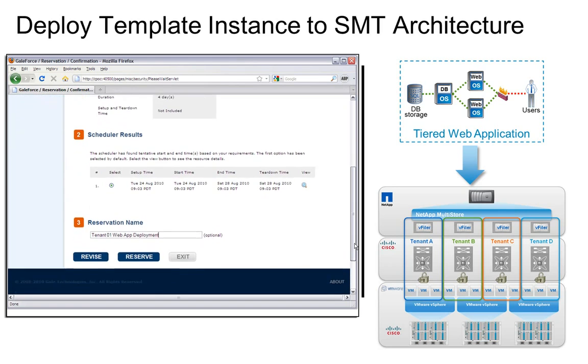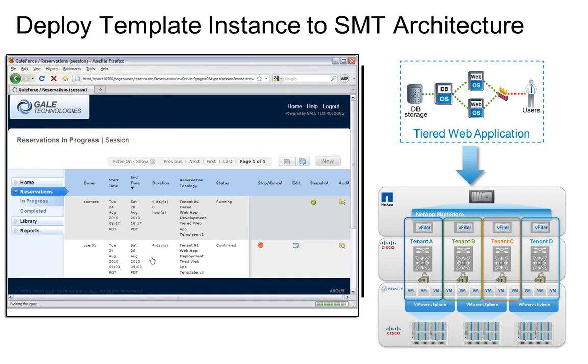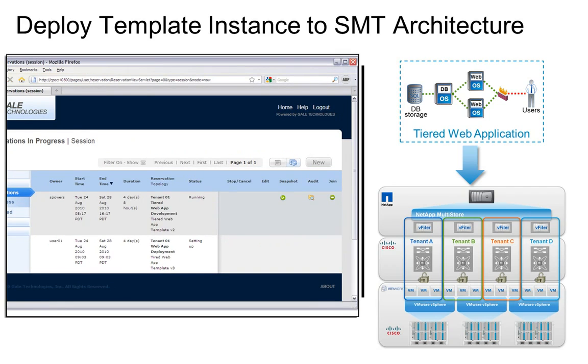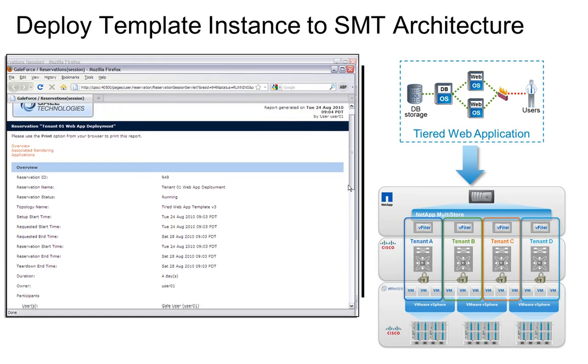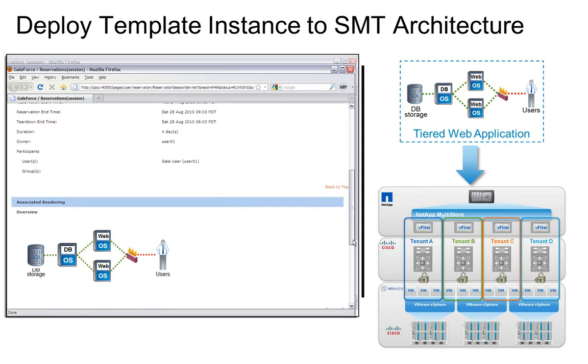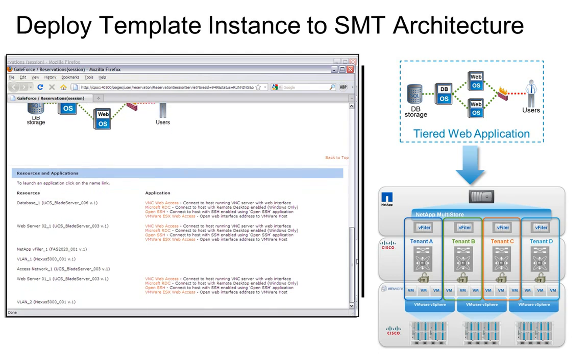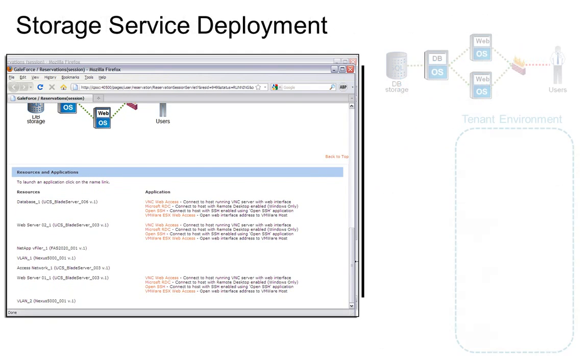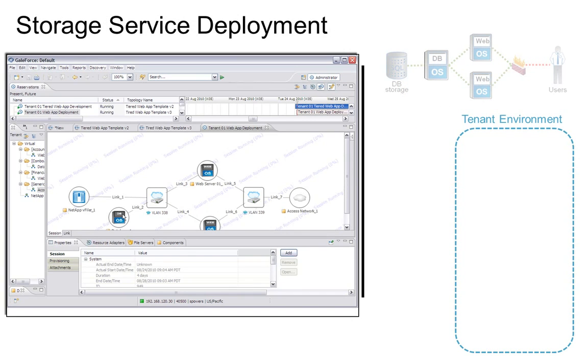Specify a duration, give this new instance a meaningful name for our service delivery, and complete our request. We can see our reservation confirmed, setting up, and now running. The GaleForce web portal can also present our administrators or users with various methods of access to our running service components as desired. So let's go back into the GaleForce Control Center and drill into the reservation instance we just deployed and inspect how the topology design was provisioned into the secure multi-tenant architecture.